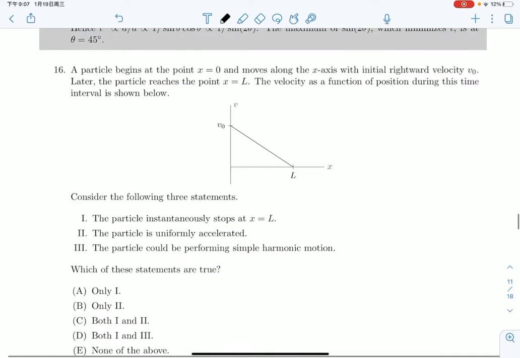And for question 16, you will also need to use calculus. Very funny, yeah, that is very funny.